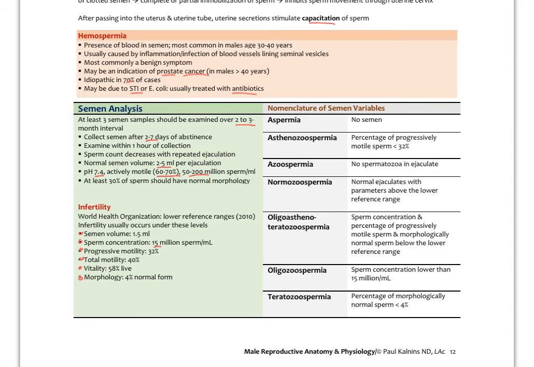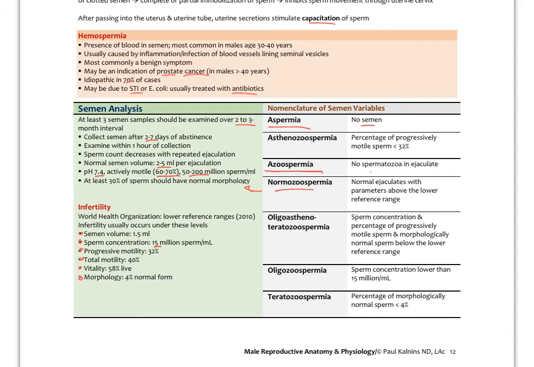A couple of important terms to understand for semen variables. Aspermia means no semen. Azoospermia means no spermatozoa in the ejaculate. Asthenozoospermia is when the percentage of progressively motile sperm is less than 32%. Normozoospermia means you have normal ejaculates with normal parameters indicating fertility.